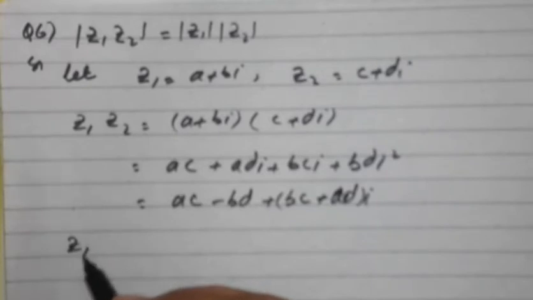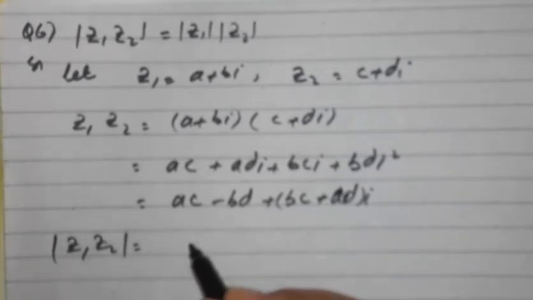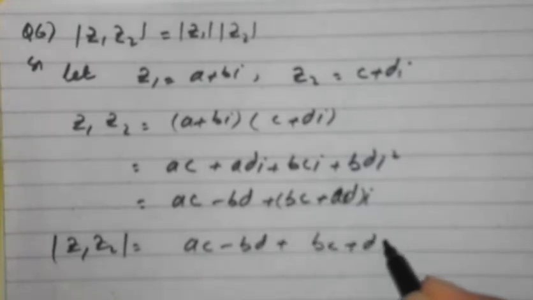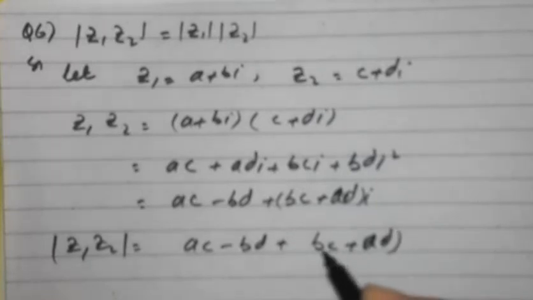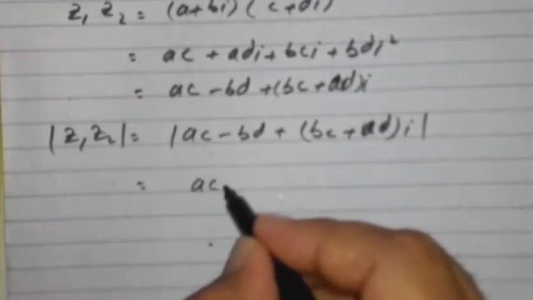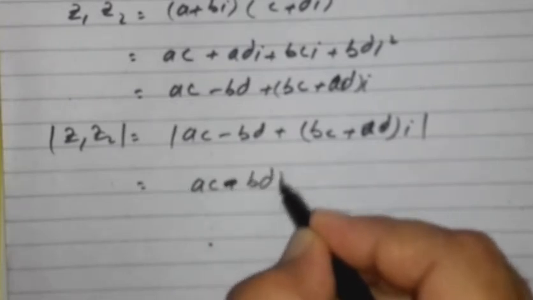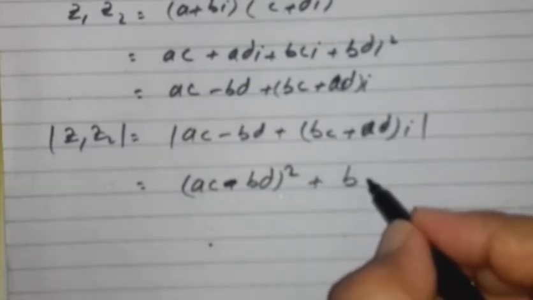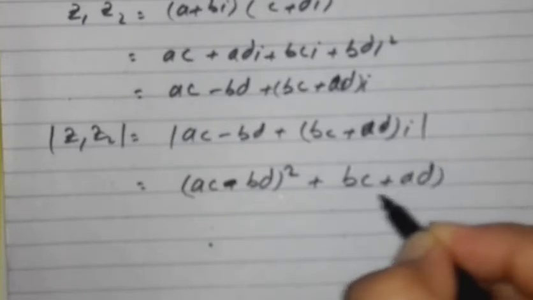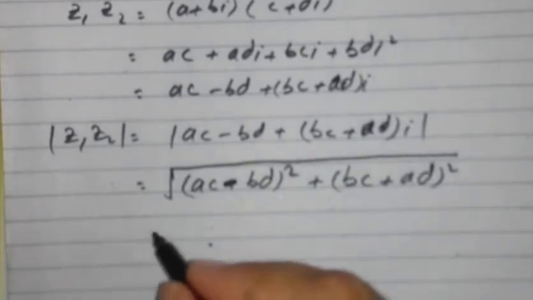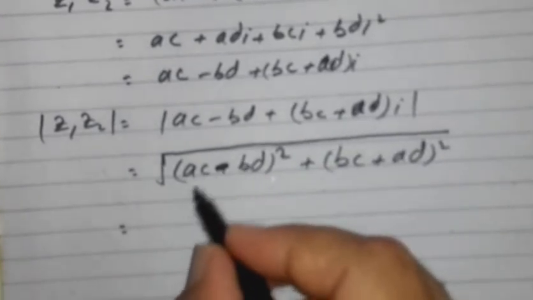Now take modulus of z1 z2: modulus of (ac minus bd) plus (bc plus ad) iota. Now what is modulus? Take the real part square, (ac minus bd) square, plus the imaginary part square, (bc plus ad) square, and take the square root. This is the modulus.